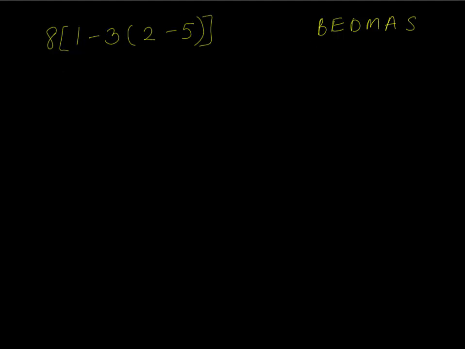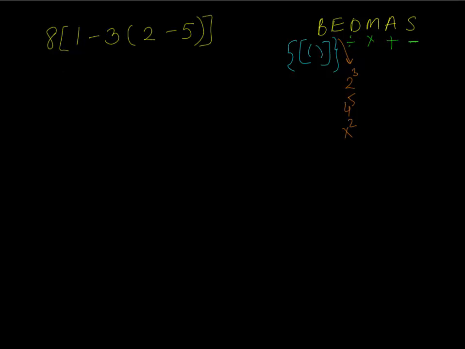So B stands for brackets. The innermost brackets are the round brackets, then the square brackets, and I call them curly brackets. And E stands for exponents. Sorry, it's loud here. For example, 2 cubed, 4 to the power 5, anything that has an exponent, you will simplify that first within the brackets, and then the 4 basic operations: division, multiplication, addition, and subtraction.